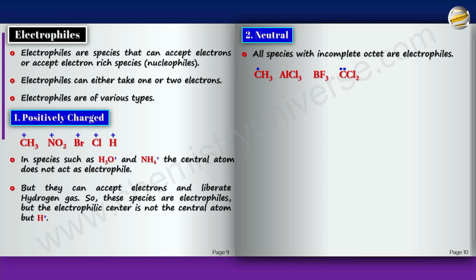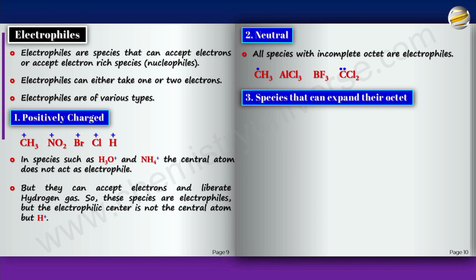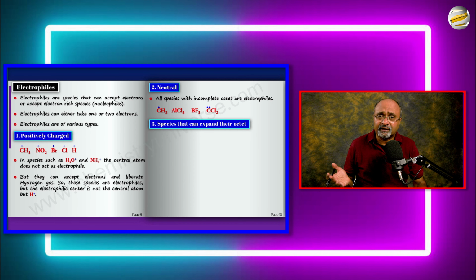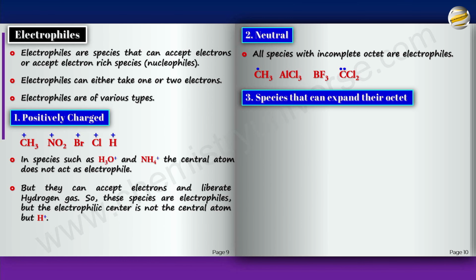We can even have species that can expand the octet. Some species can expand the octet because they have d orbitals, so they can accept electrons in the d orbital. Despite the fact that the octet is complete, they can expand their octet and act as electrophiles. In the case of SiCl4, you have SiCl4 and 2Cl- reacting to form SiCl6 2-. You have SiF4 and 2F- forming SiF6 2-. You have PCl5 accepting Cl- in its d orbital and forming PCl6-.